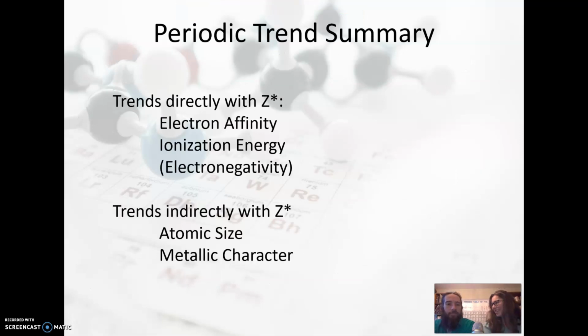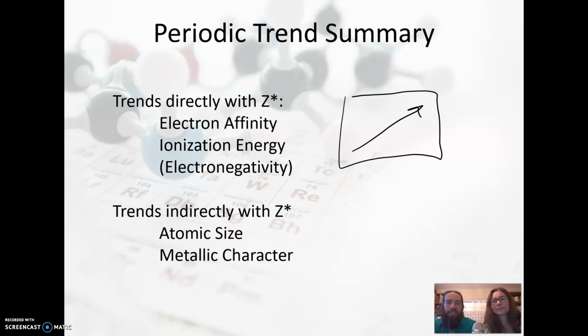So here's a summary. We can think of these trends as associated with this effective nuclear charge concept, and terms like electron affinity. Technically this is an amount of energy that's released, but I like to think of it in terms of how badly the element would want that electron. So fluorine is going to really want an electron to fill that outer shell.